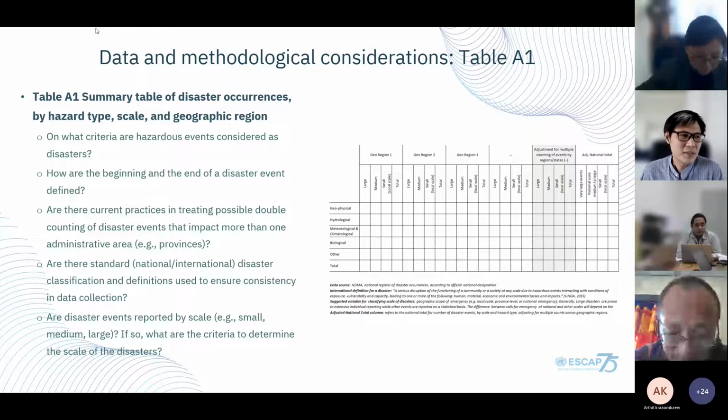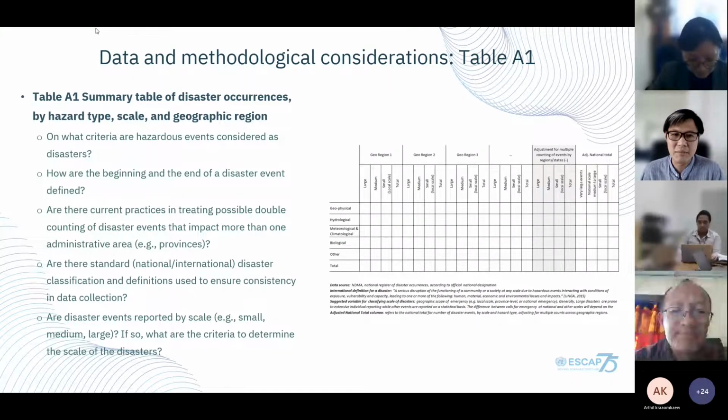And quite similar to Nepal, I guess, that they have a verification process. Although data can be collected by different concerned agencies, at the end there would be a group that would verify the data.